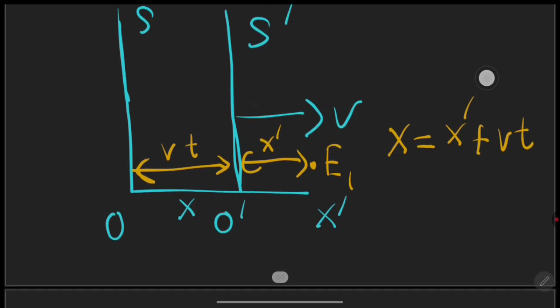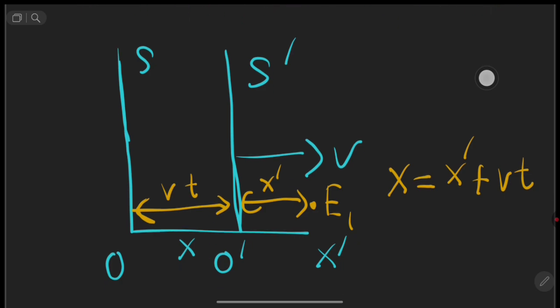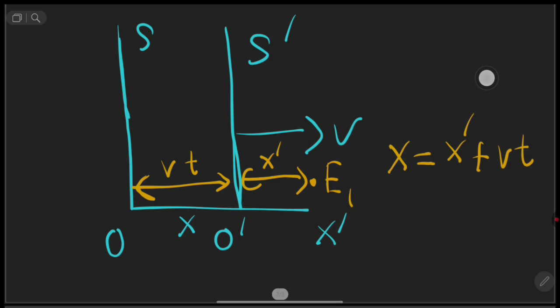If the S prime observer observes an event which is happening at the location E1, that's the event that the S prime observer is observing, so the location of that event can be written in the S prime frame as x dash.